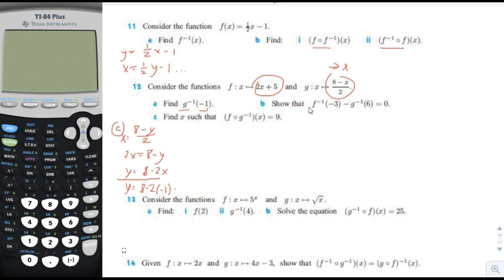And we're going to get 8 plus 2, which is 10. Okay.